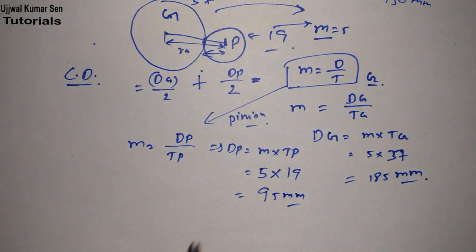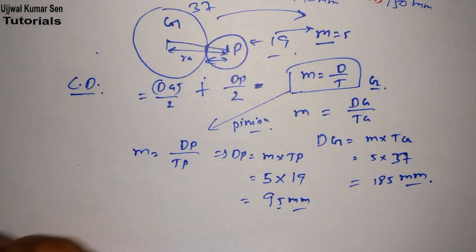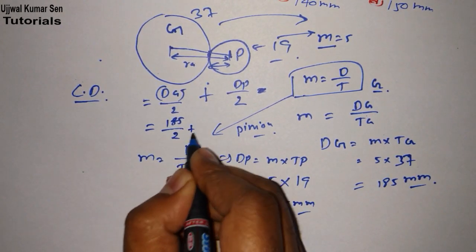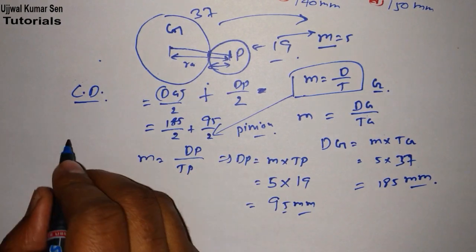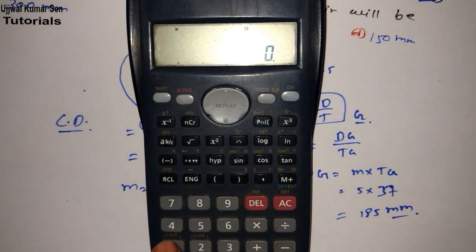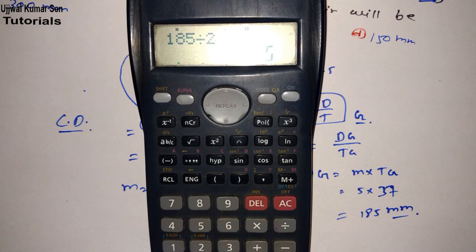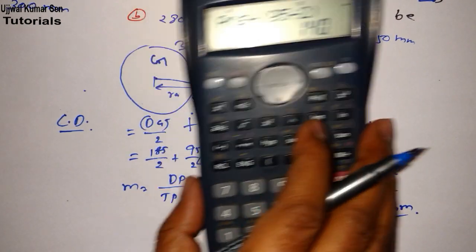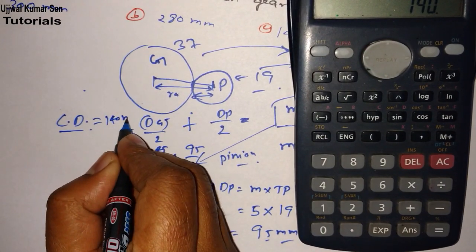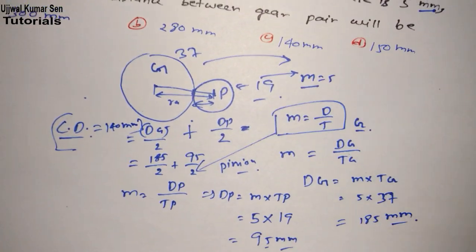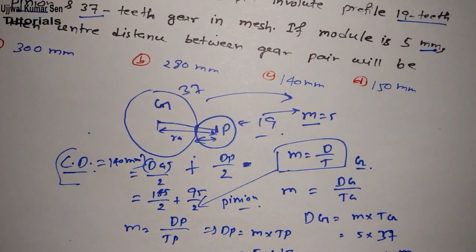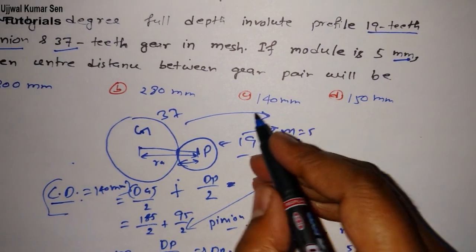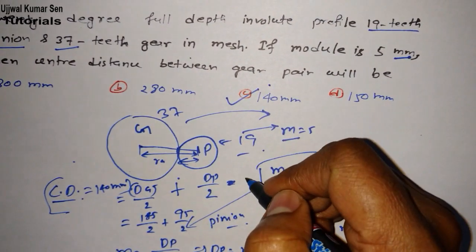Now how can we find the center distance? We just need to put these values here and here. So we get 185 by 2 plus 95 by 2. We can use a calculator now. 185 divided by 2 and 95 divided by 2, so what we got is 140. So CD is equal to 140 mm. Now look at the options we have. Option C is the right answer for this question.